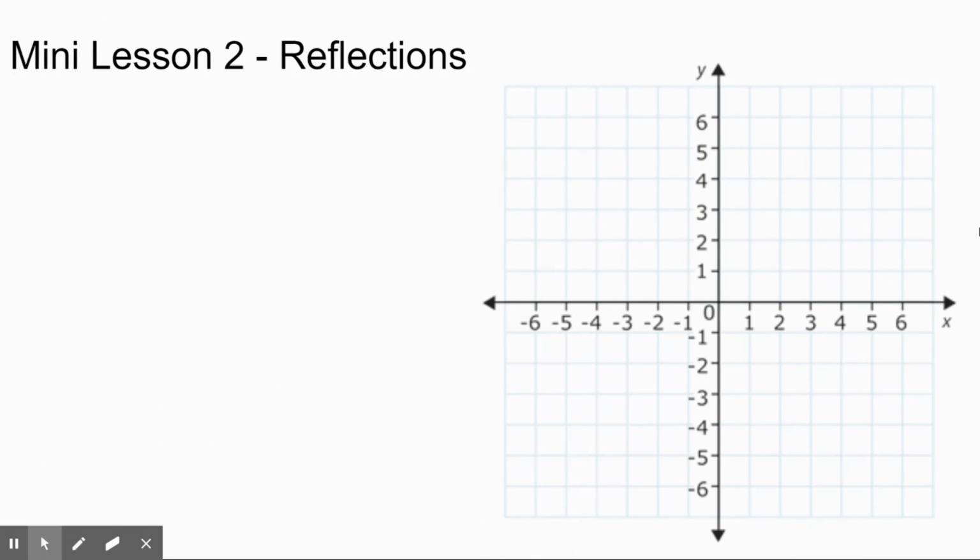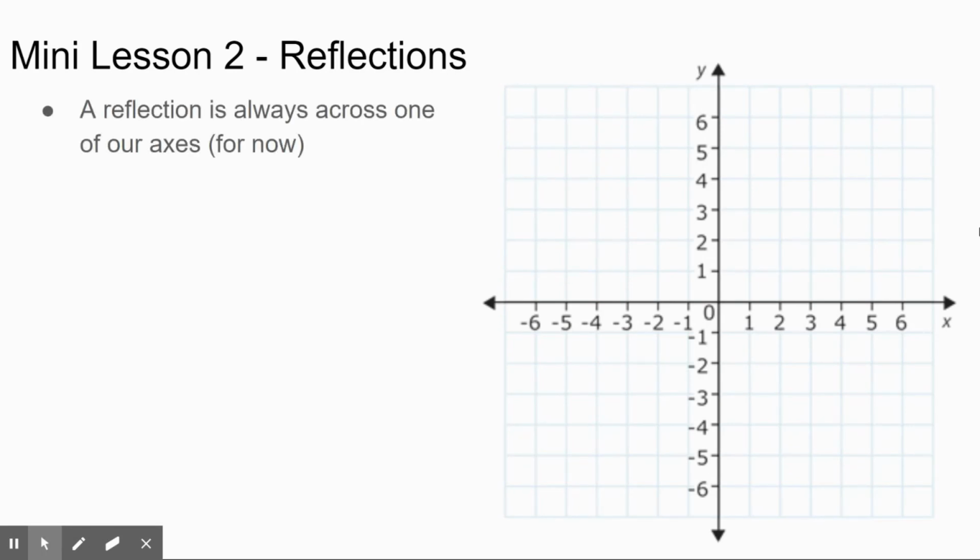So when we talk about reflections in a coordinate plane, if you think about what a reflection is in real life, it's basically the same thing. The only difference is that we are always going to reflect across one of our axes, so either across the x or the y axis. When you get further in math, you might do it across different things. Sometimes you can do it over a different line, sometimes over an angle. There are a lot of different things you can do. But for right now, let's just focus on reflecting across an axis. If you think about in real life, if you look in a mirror, you see your reflection in the mirror.